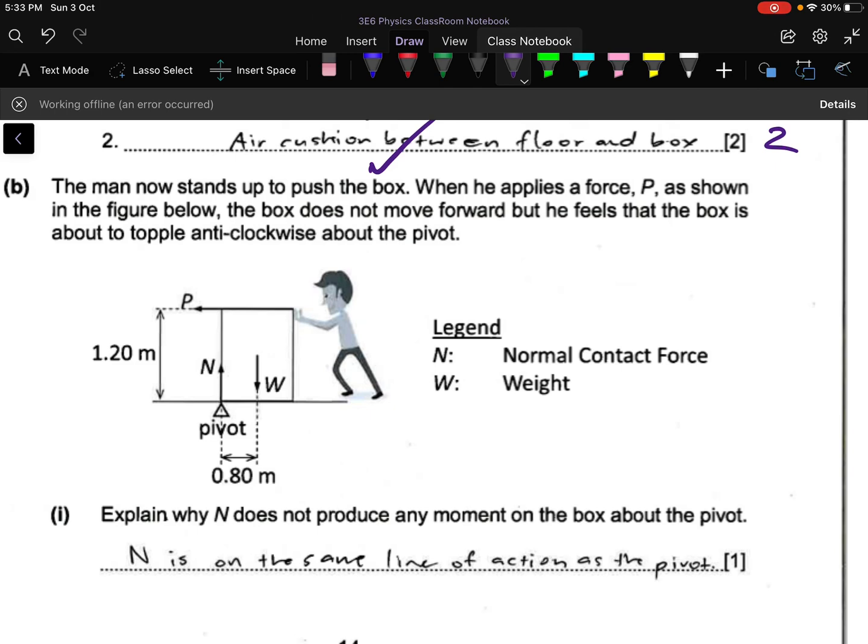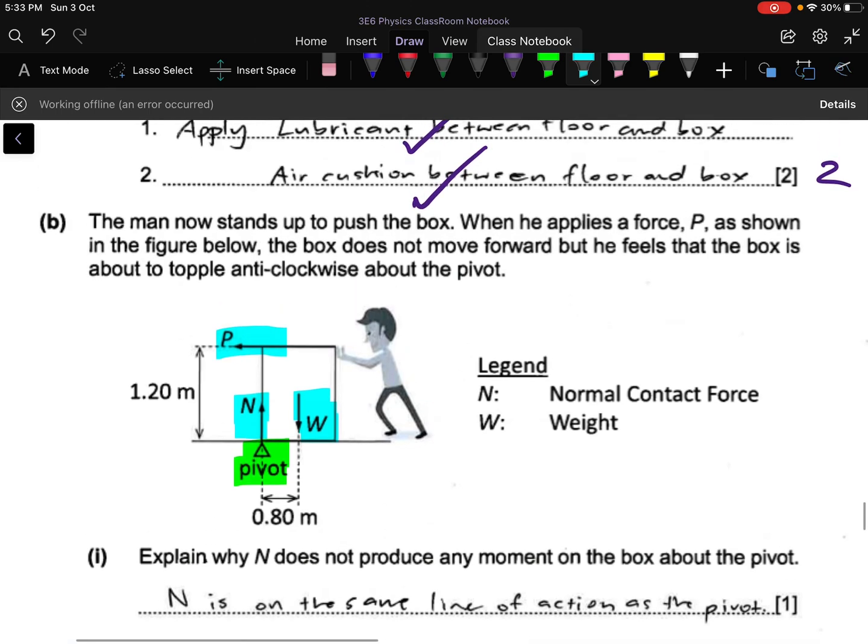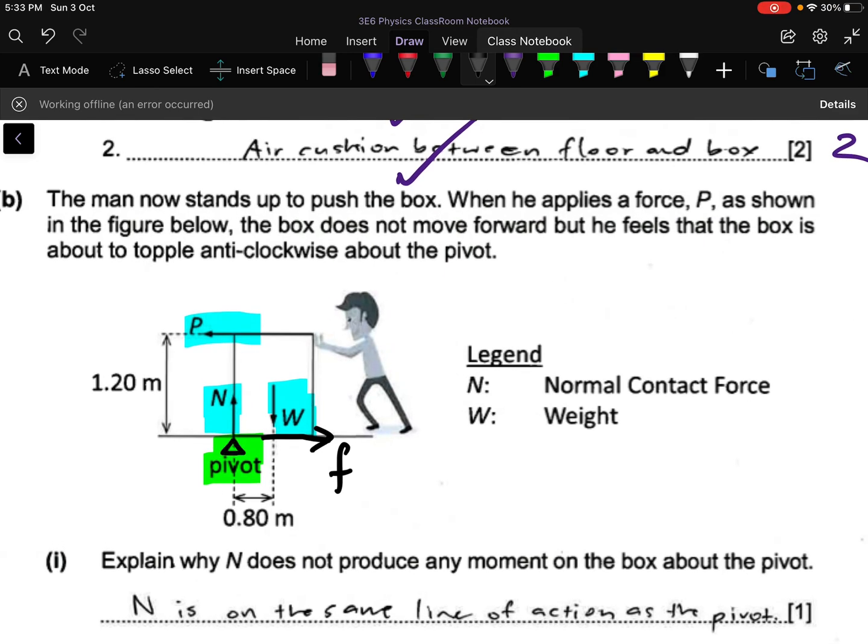Okay, now in part B, it becomes a moment question. How do I know that it is a moment question? Well, I see the word pivot. I know that it is moment. So basically the diagram has included almost all the forces that you need. You have 3 players here, P, N, and W. So there are 3 forces there. And why is friction not there? I'm not sure why friction is not there, but even if friction is here, since the pivot is at this corner, there's no perpendicular distance between friction and pivot, so I think that's why friction is not included.